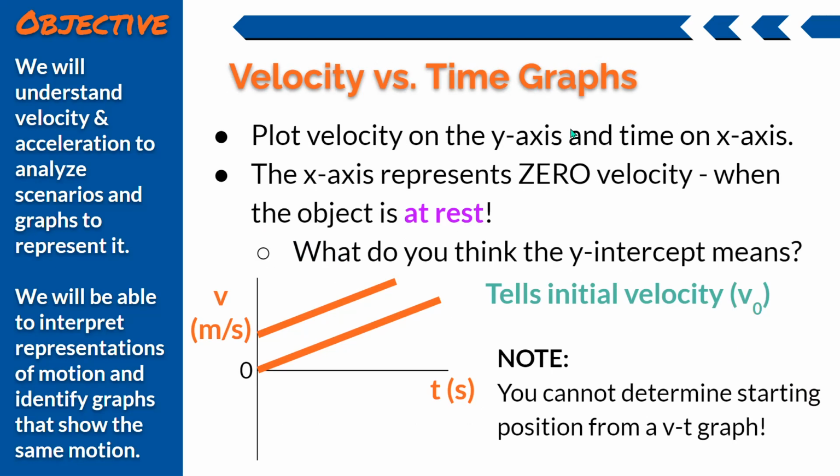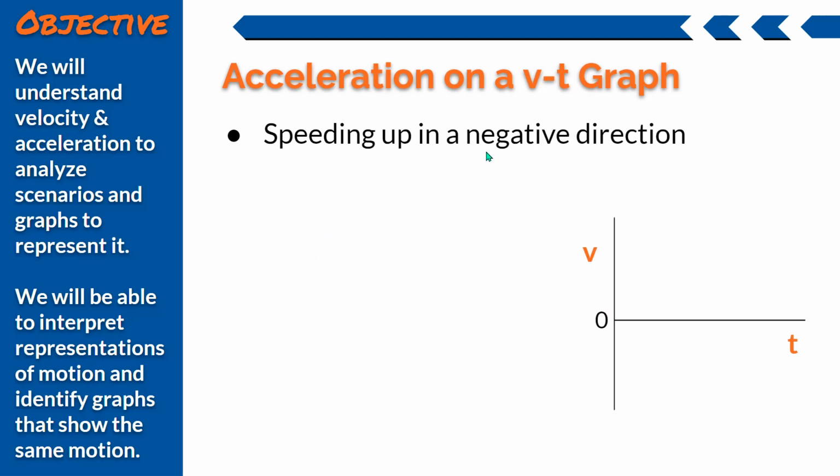All right, so let's talk about how we can represent different types of motion on a VT graph. Speeding up in a negative direction. Okay, if I want to show an object that is speeding up in a negative direction, I need to show my line, wherever it is, needs to be in the negative region of the graph. And to speed up means that it's moving away from 0, because 0 means I'm stopped. If I'm speeding up, I need to get away from stopped.